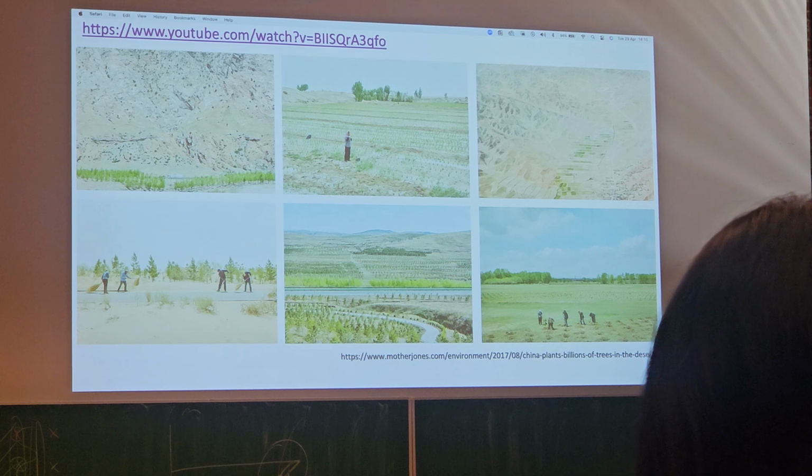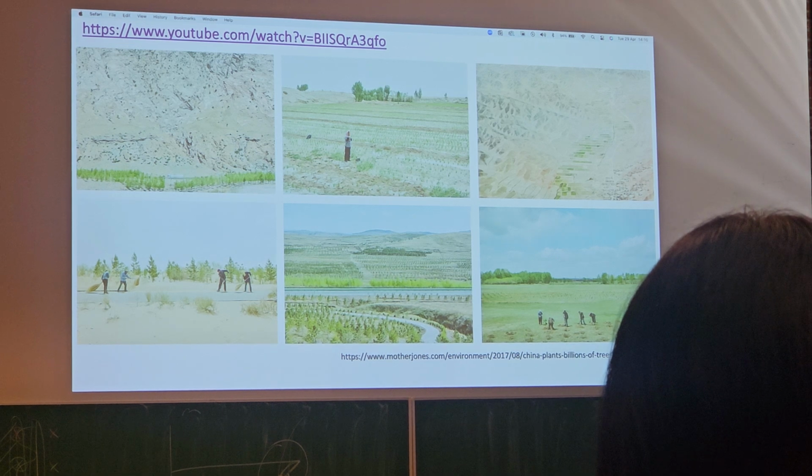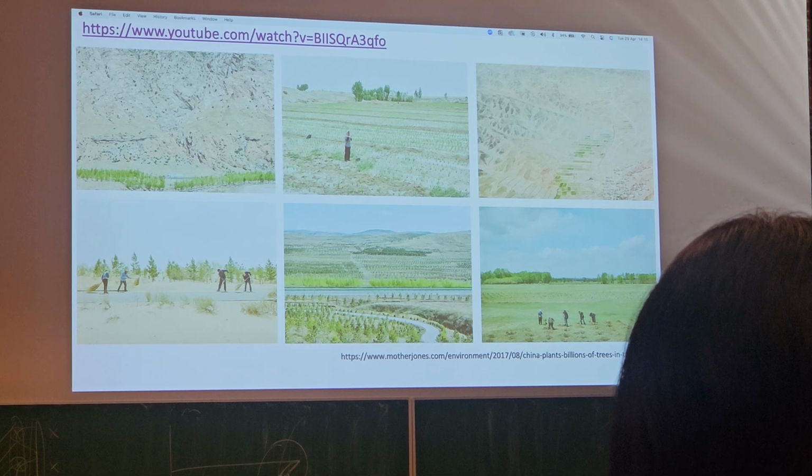So in 2000, the statistic is that 87% of this county in the Mongolia region was desert. And it made a lot of sandstorms and was highly problematic. So would this project have happened if it wasn't creating problems for Beijing? I'm not so sure, but it was creating lots of problems for Beijing.